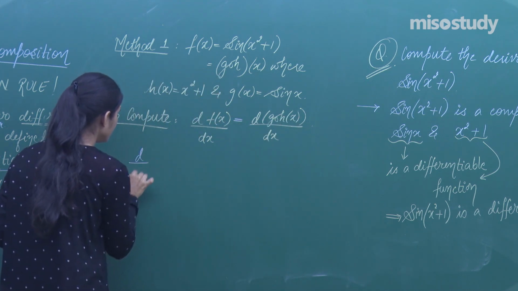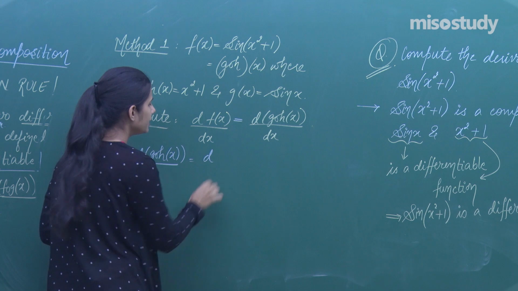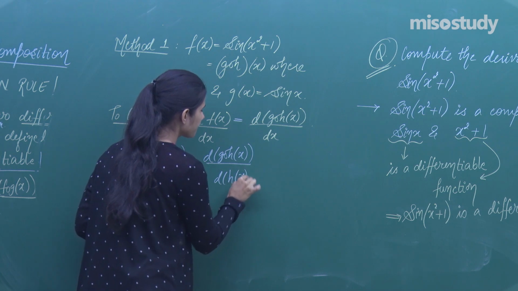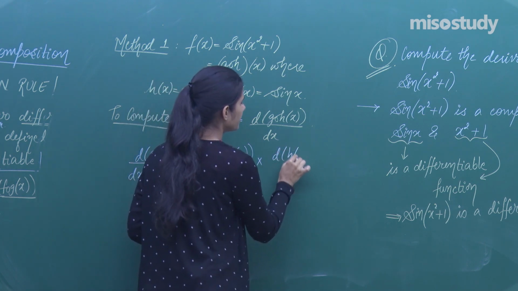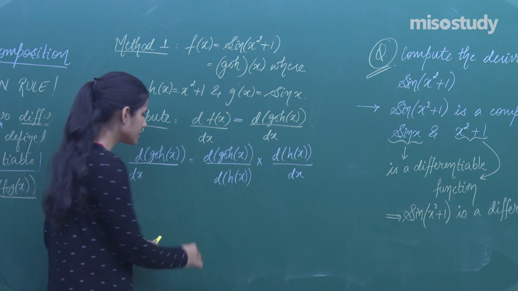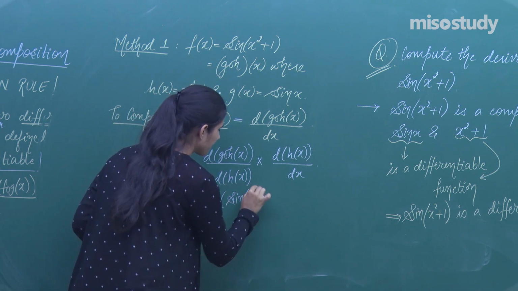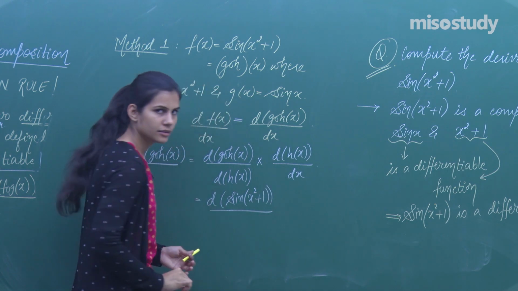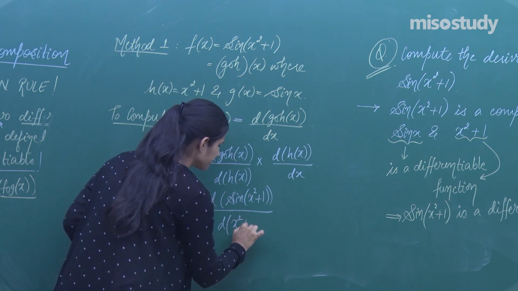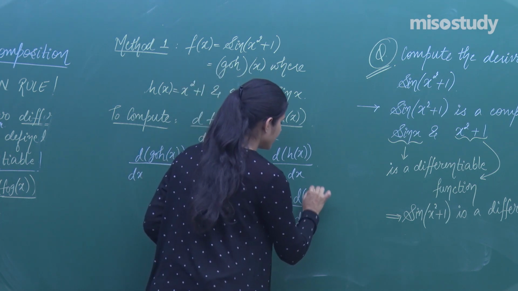So, d by dx of goh of x will be the derivative of goh of x with respect to the latter function multiplied by the differentiation of the latter function with respect to the independent variable involved. What is this? Just plug in. Goh is nothing but f, which is sine of x square plus 1, upon d hx. Hx is nothing but x square plus 1, multiplied by d by dx of h of x, which is again x square plus 1.